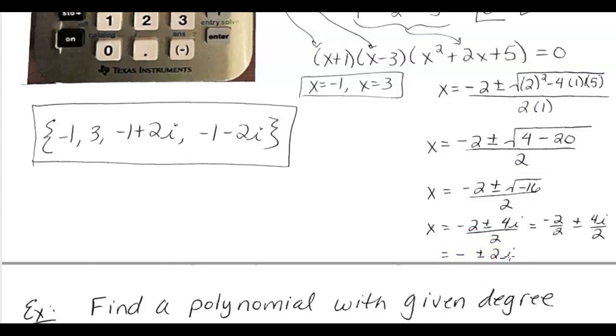Right, and that makes sense that they're imaginary because they were not visible on the graph. So the list of all 4 zeros are the negative 1 and the 3, and then the negative 1 plus 2i and negative 1 minus 2i.